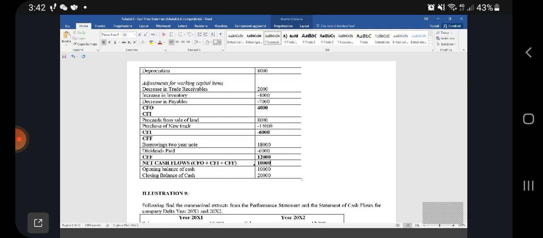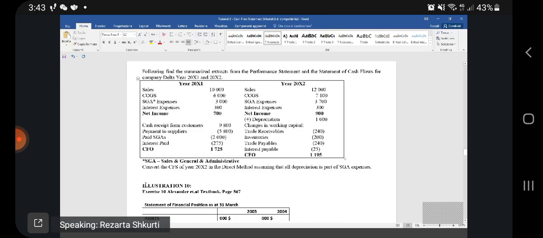You can see that the preparation of the cash flow statement can be as easy as this exercise. So it's not always very difficult like the exercises that we introduced this morning. It can be even easier like this one that we covered over here. Okay. Illustrations 10 and 11 we'll see next week during the tutorial on Monday.